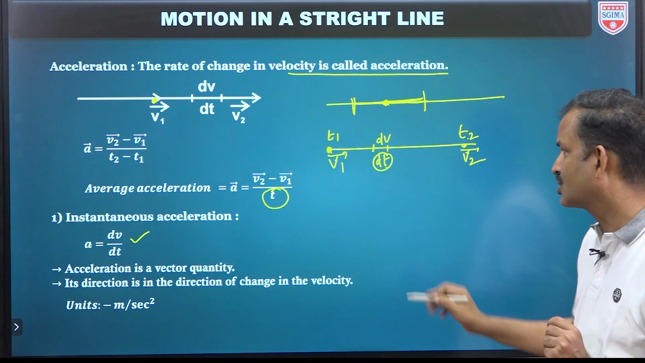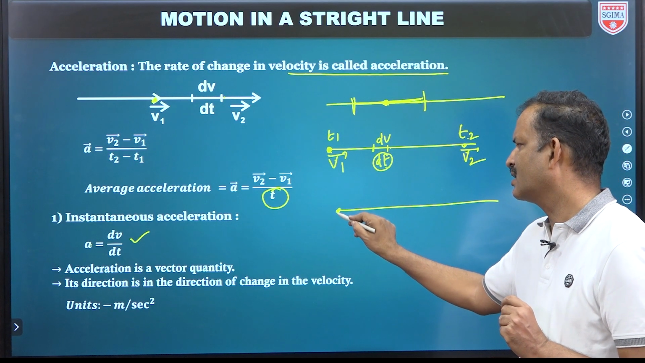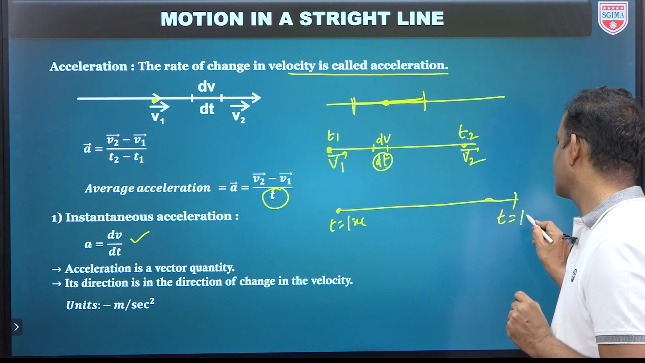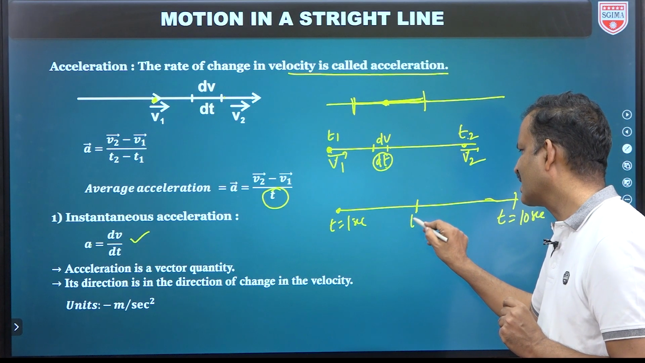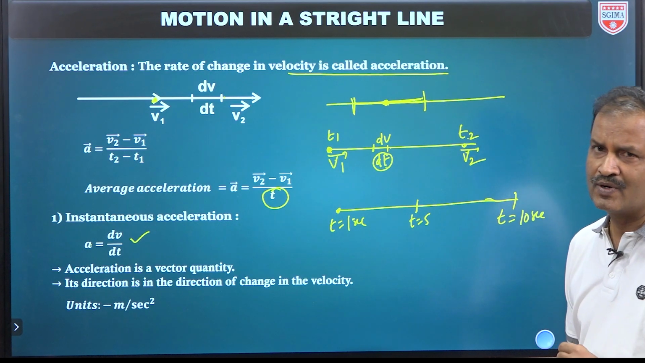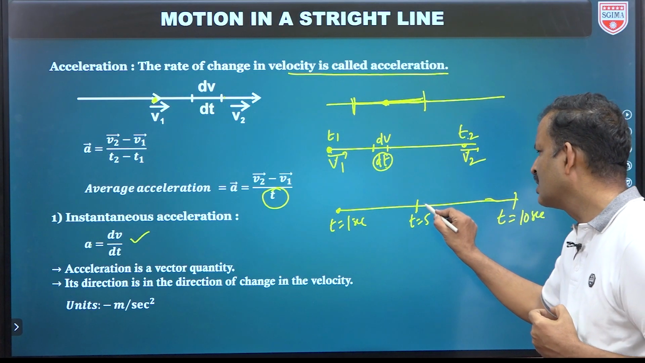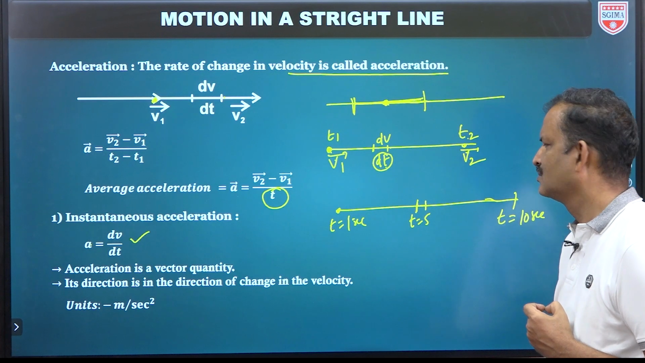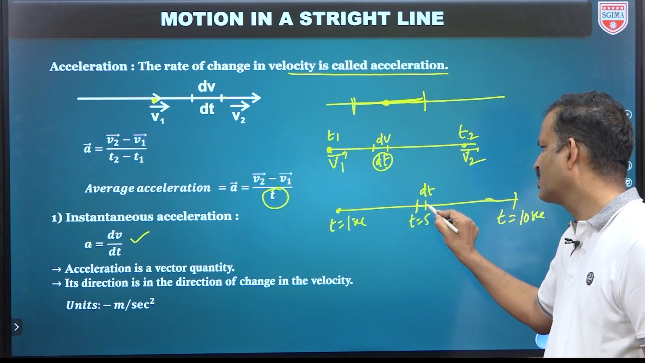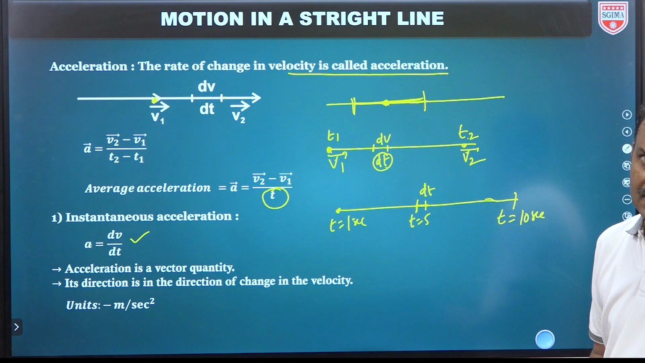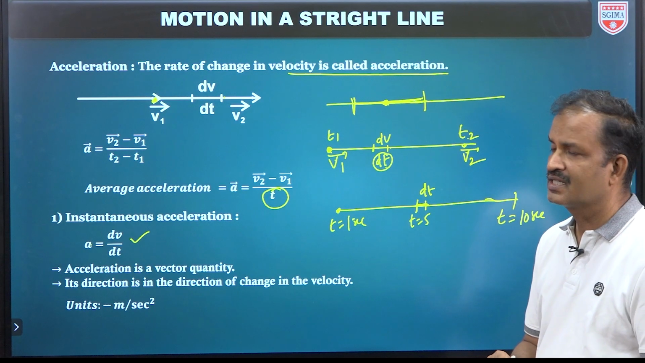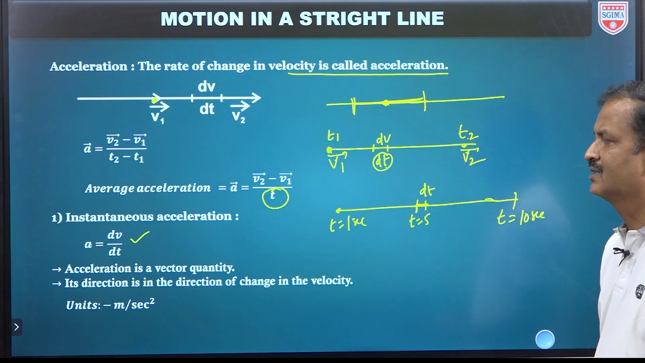But for instantaneous acceleration at a particular time, suppose the motion started at t equal to 1 second and ended at t equal to 10 seconds, but at t equal to 5 seconds I want the acceleration. At that time you will not get it directly. It has to be allowed to move for some small interval of time, that time is dt. Then there is a small change in the speed, change in the velocity, dv. Then instantaneous acceleration a is equal to dv by dt.